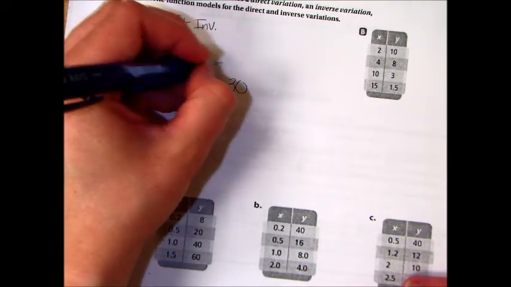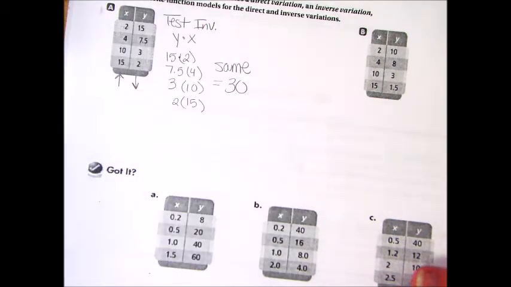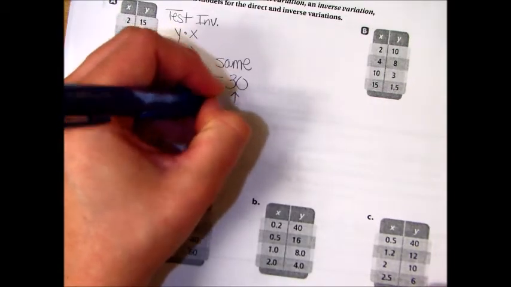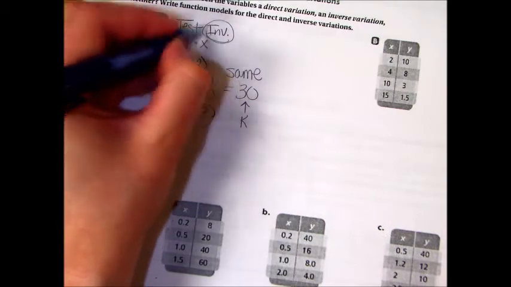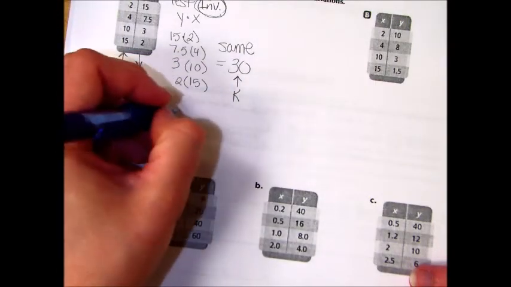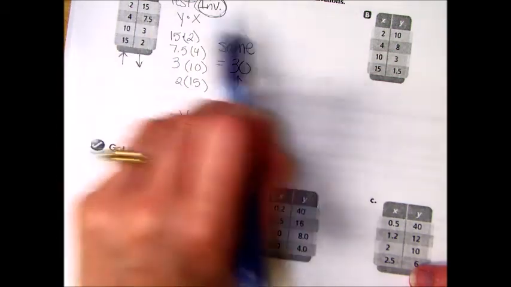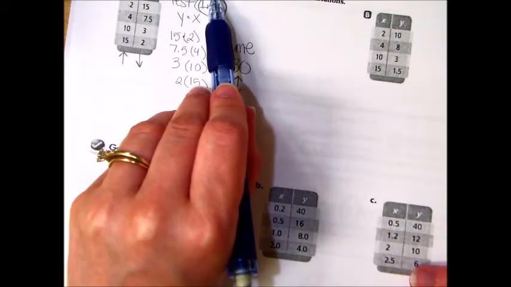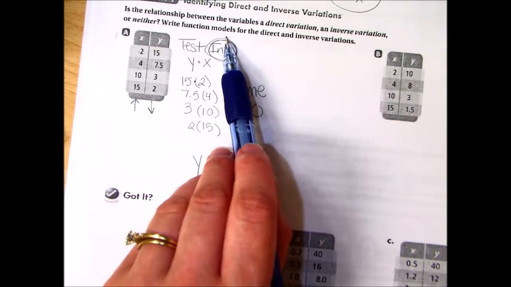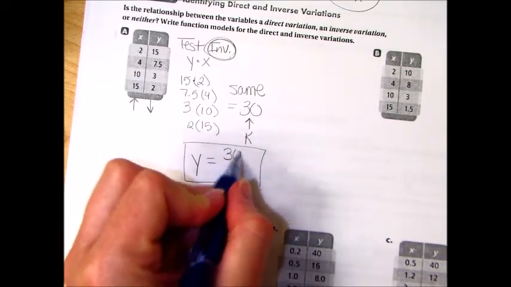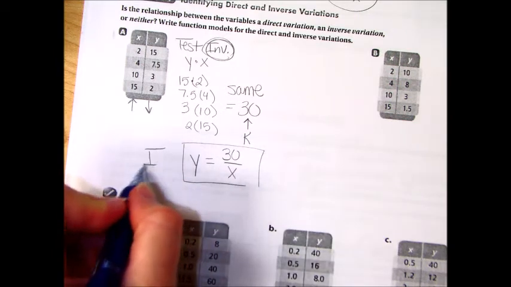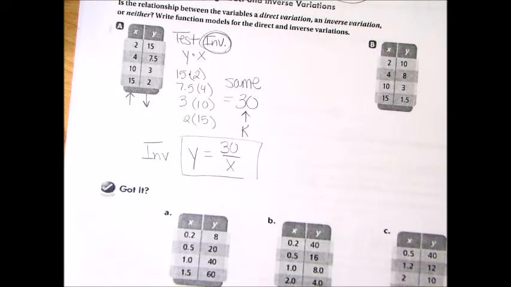Because it's the same each time, you have found the value of k. And not only have you found the value of k, you know that it's inverse because it's the same. So we write y equals, because it says what function models this? The equation is y equals 30 over x, and it is inverse.